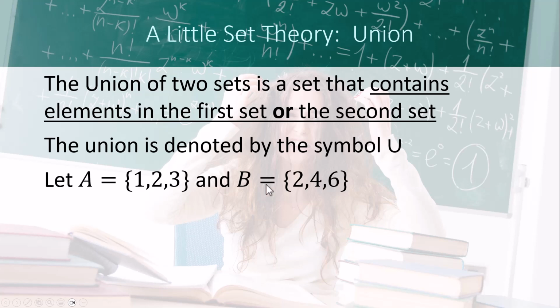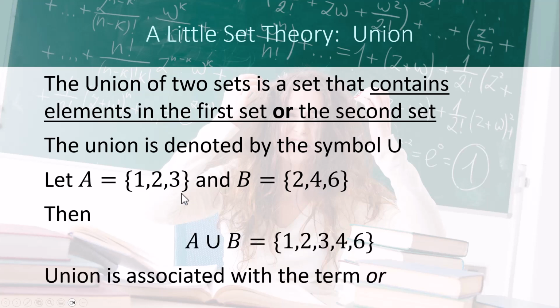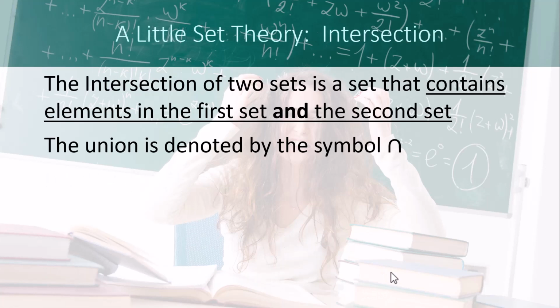Okay, so as an example, let A be 1, 2, and 3. Let B be 2, 4, and 6. What is the union of A and B? All those elements that are in A or in B. So that would be 1, 2. Now, even though 2's in both sets, we only include it once. 3, 4, and 6. And once again, we associate the term union with the term or. Okay? As opposed to intersections.